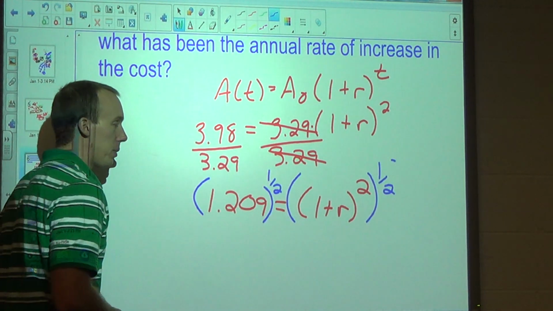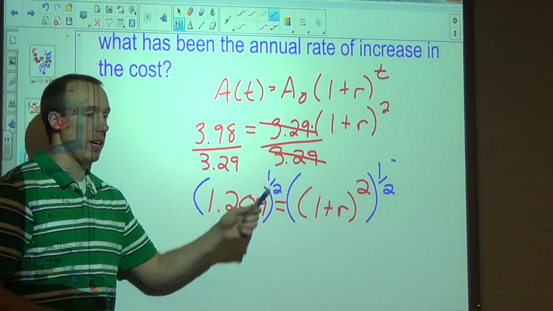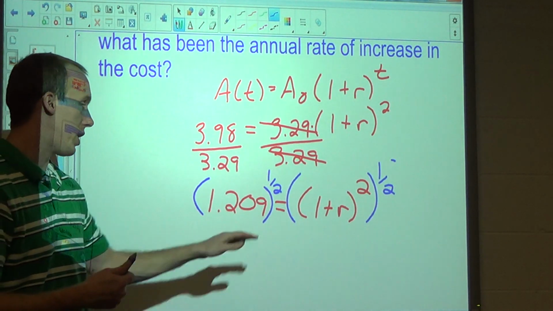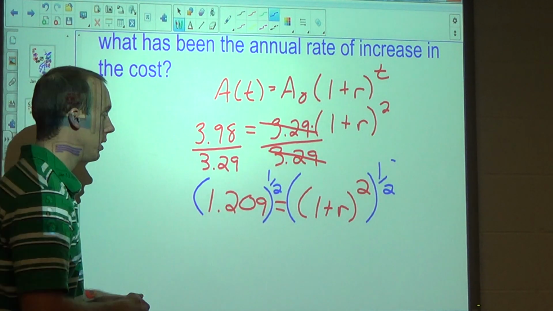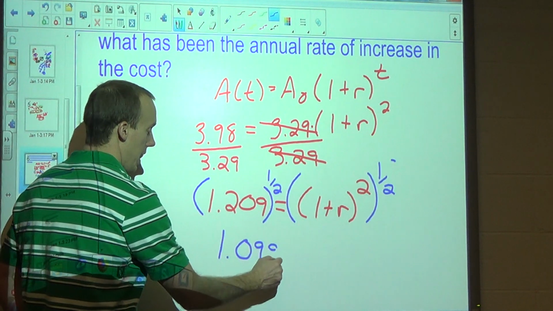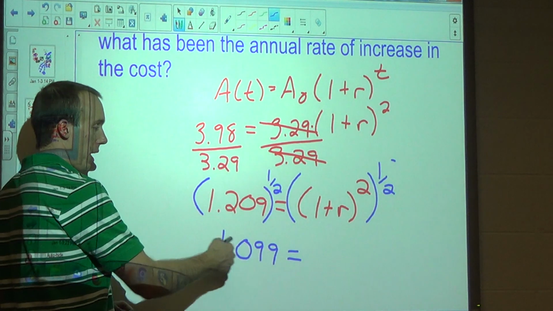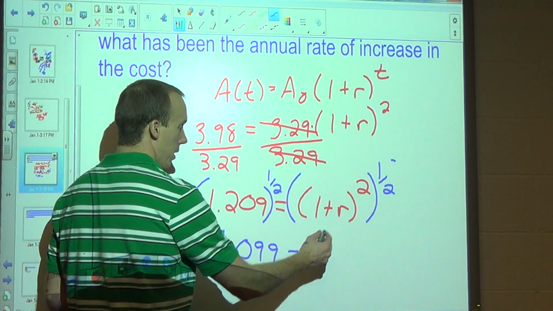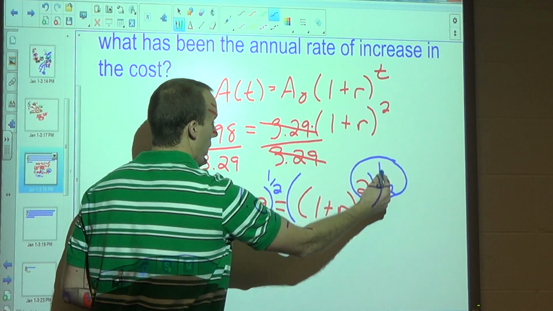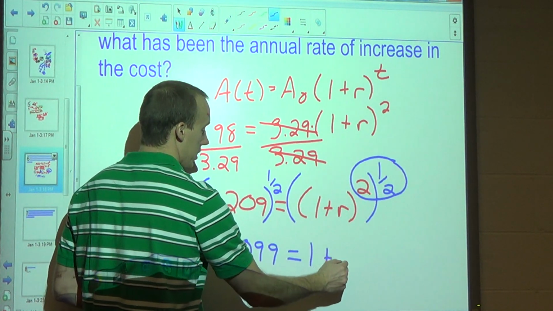So now on your calculator, please, give me 1.209 raised to the 1/2. Which, yes, the half is the same as the square root. 1.099. I just want me to round it? That's fine. Okay, we'll probably round at the end here. And then, now what's this here when you do power to a power? Cancels. Cancels and turns into 1, right? So now you have 1 plus r.